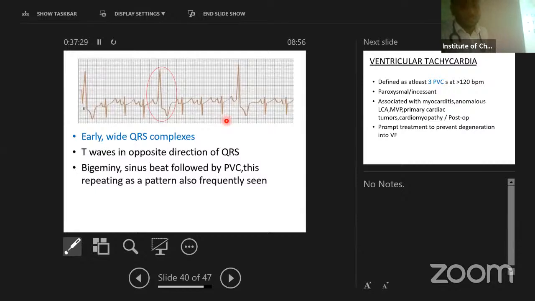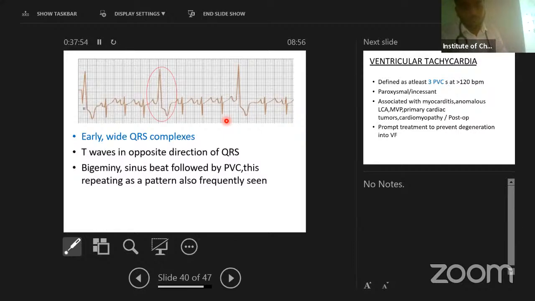Here, this is the ECG showing premature ventricular contraction, an early wide QRS complex associated with sinus rhythm. Sinus rhythm is also present. So there is bigeminy, with a sinus beat followed by a premature ventricular contraction. This is a repeated pattern, as it is frequently seen.